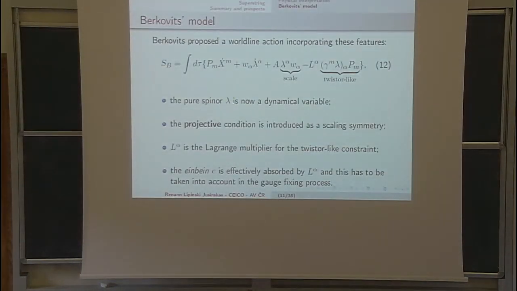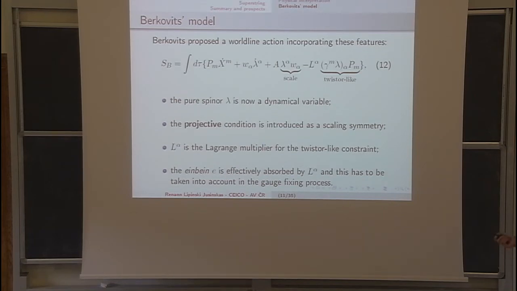Of course, I'm introducing this lambda. I want my theory to be Lorentz covariant, so I'm making it dynamical. So I'm adding here this kinetic term. The projective condition that I mentioned before is implemented through the scaling symmetry. So lambda alpha w alpha generates the scalings of lambda and w, and I'm introducing it with this Lagrange multiplier, this A field. This L alpha is the Lagrange multiplier of the pure spinor, of the twistor-like constraint.